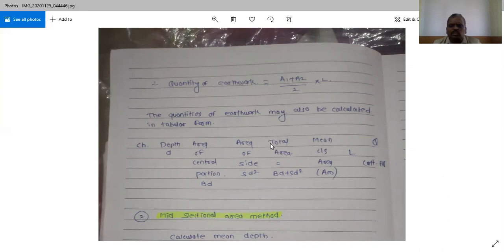If there is a series of lengths, for example, when we go for the survey of a road, about 1000 to 2000 meters, at that time, for making things easier, we are going to find the quantity in a table. The quantities of earthwork may also be calculated in tabular form. There will be the chainage, second the depth, third the area of central portion, that is BD. Next is the area of side portion, S D square, then the total area BD plus S D square, then the mean area, that means area 1 plus area 2 divided by 2. We write it here, then just multiply it with the length, it will give us the volume.